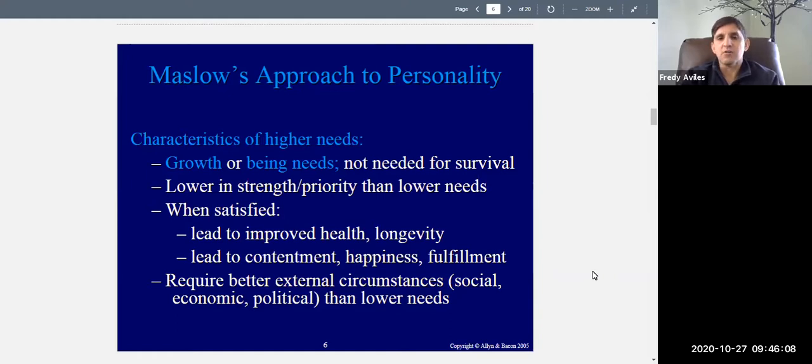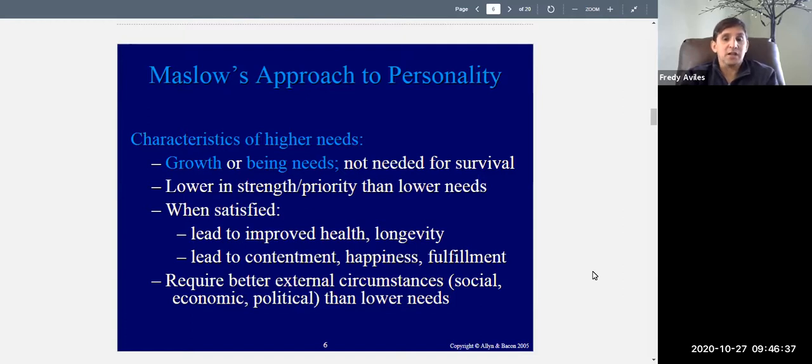When they are satisfied, however, when the higher needs are satisfied, they lead to improved health and longevity. So when you do achieve self-actualization, you feel physically and mentally healthier, and you're likely to live longer. They lead to contentment, happiness, fulfillment, right? You're happy, right? You feel fulfilled. You feel like you're living a full life when you achieve self-actualization. And Maslow also said that, yes, these higher needs require better external circumstances.